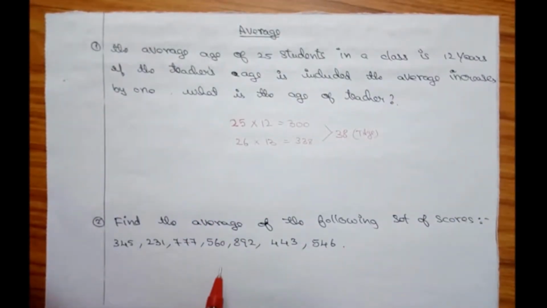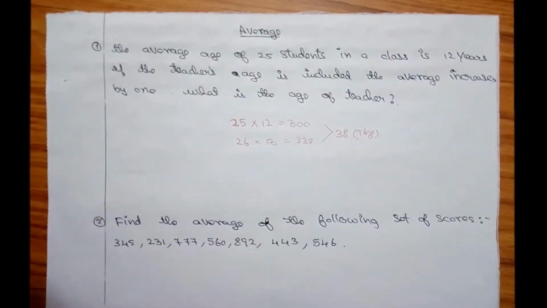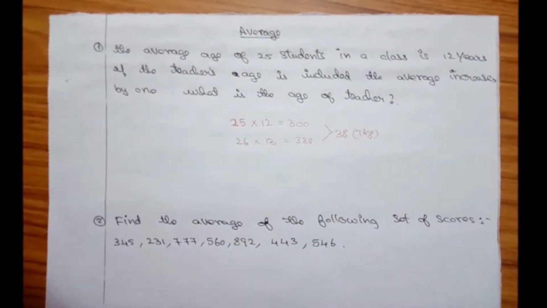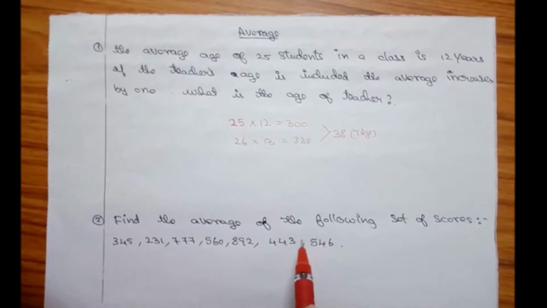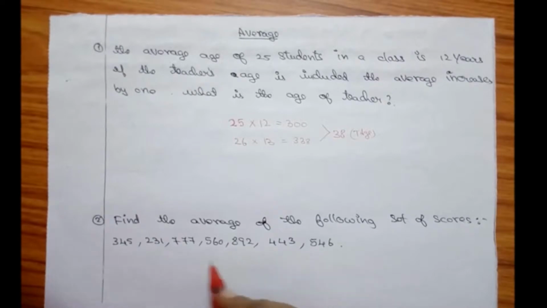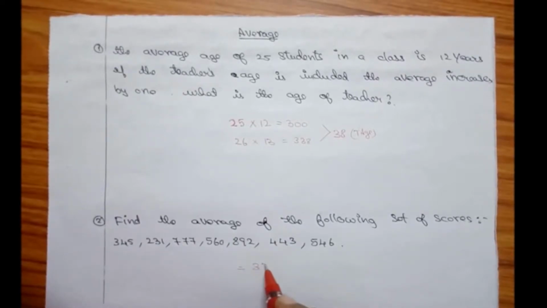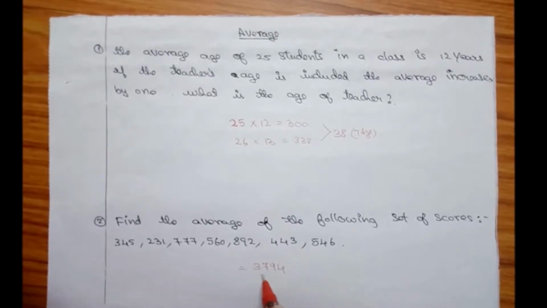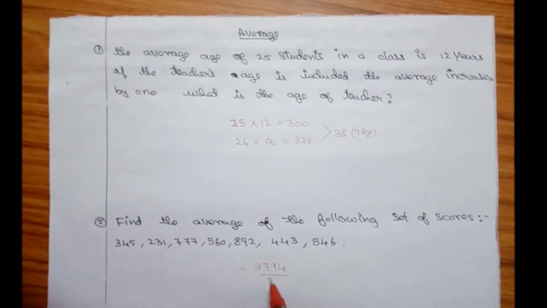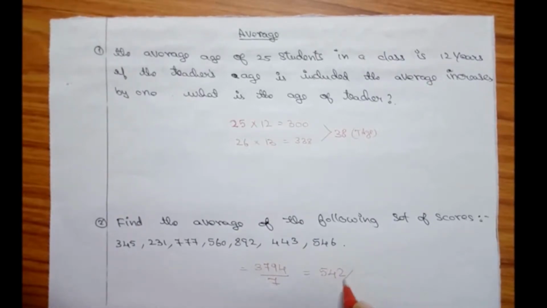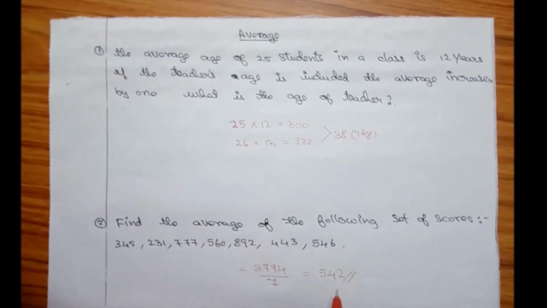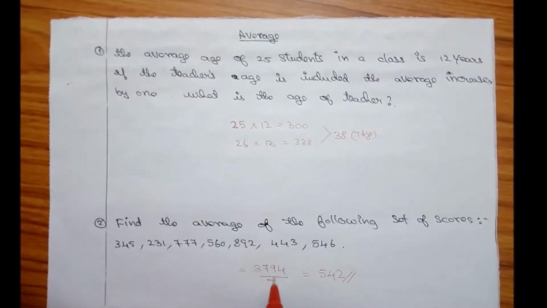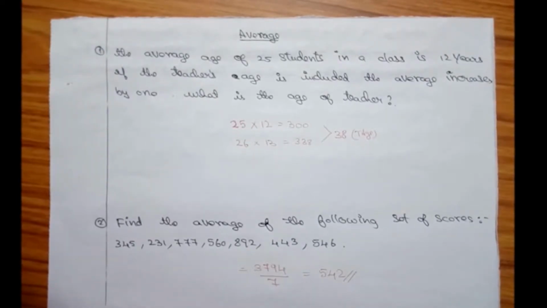Now let's move on with the second problem. For the second problem, you just have to add these numbers and divide them by the number of quantities. If I add all these numbers, I will get a total of 3794, and the number of quantity is 7, so dividing by 7, I'll get the answer of 542. So this is the average. These kinds of problems are very easy, so you can solve them by yourself. Next we will move on with the next problem.